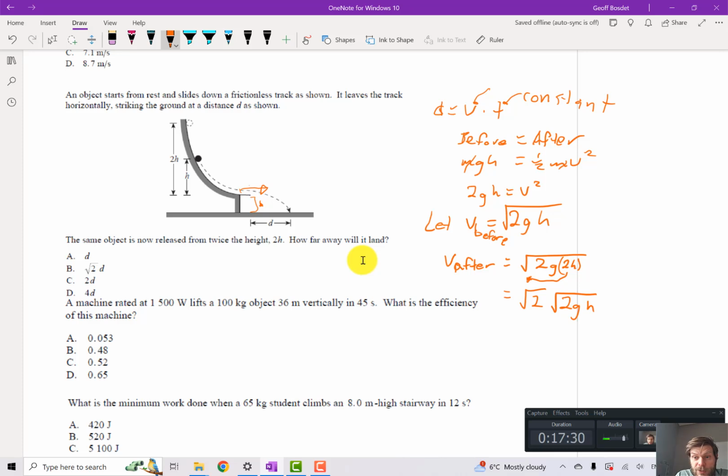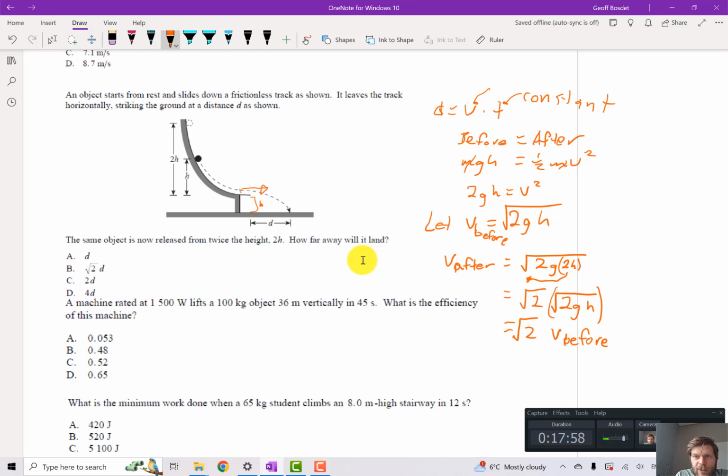And the reason I want to do that is I want to replace this formula with what it's equal to. This formula is equal to the velocity as it was when I lifted at a height h. Now that I've lifted at a height 2h, it's root 2 times that formula, or root 2 times the velocity before. Because we said this formula is equal to the velocity before.